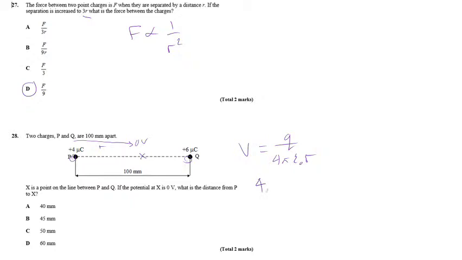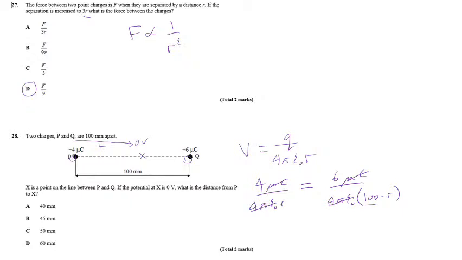So 4 microcoulombs over 4 pi epsilon naught R must be equal and opposite to 6 microcoulombs over 4 pi epsilon naught, in this case 100 minus R is that distance. Notice I haven't bothered converting my charges because they're going to cancel straight away, as are my 4 pi epsilon naughts. And I've kept my 100 in millimeters here because that will give me an answer in millimeters too.